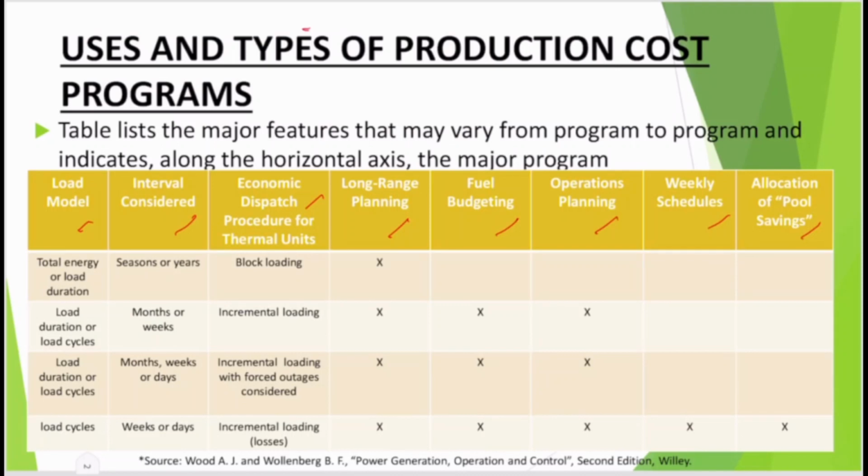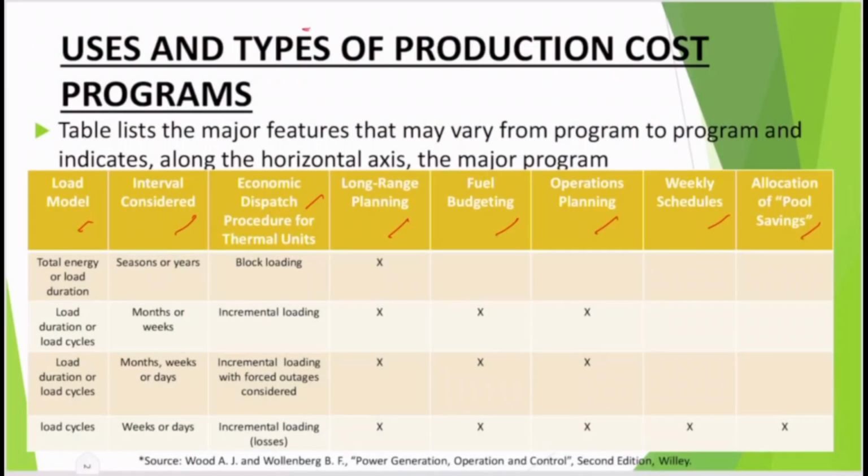So, first one, if you see total energy or load durations available to you, season or year is known to you, and block loading is known to you, then probably you can carry out long range planning. And if you have load duration, months or weeks, incremental loading is known to you, then you can carry out long range planning, budget fueling, operational planning, and so forth.